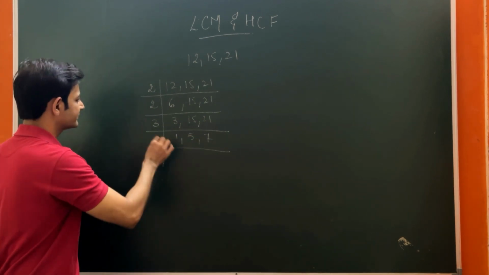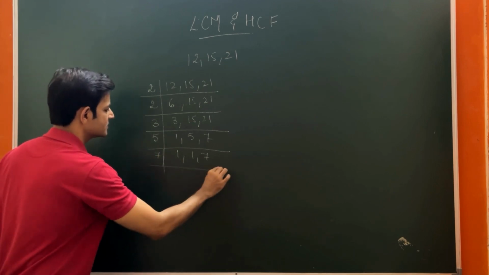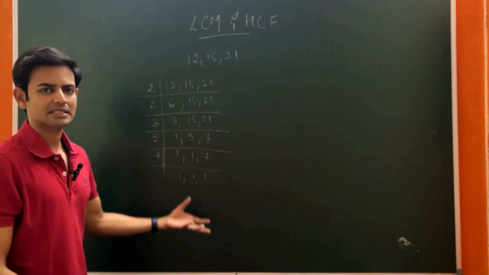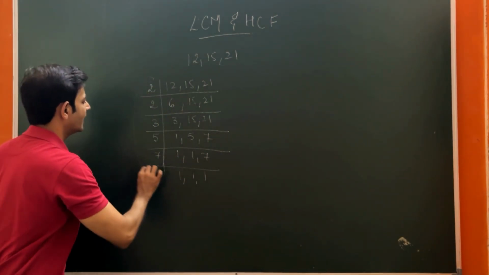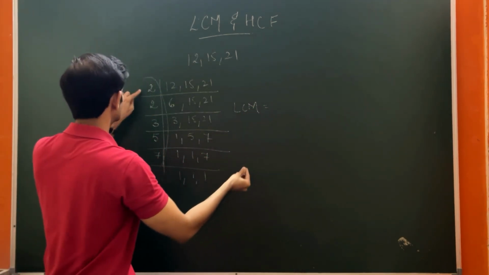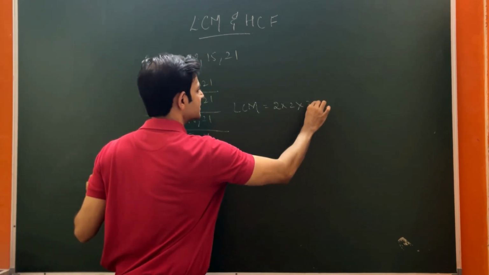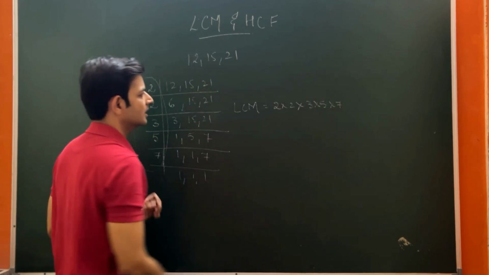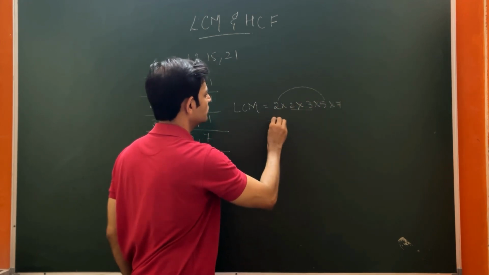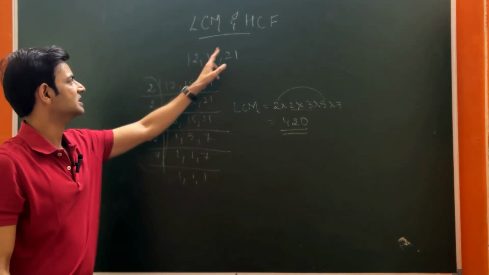Now we will go for 5. So 1, 1, 7 and we go for 7. So it is 1, 1, 1. The moment we get 1, 1, 1 as the last row, we'll just multiply all of these to get the LCM. So LCM will be equal to 2 into 2 into 3 into 5 into 7. This is 6, this is 10. 6 sevens are 42. So 420 is the LCM of 12, 15 and 21.